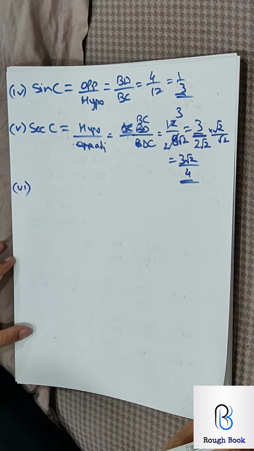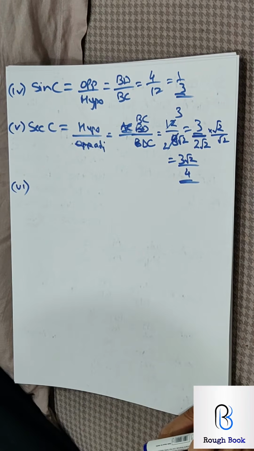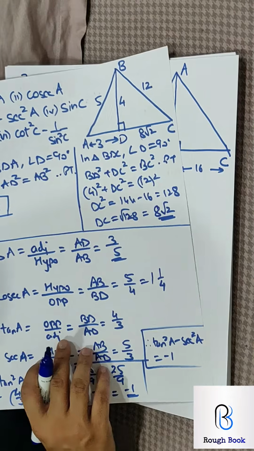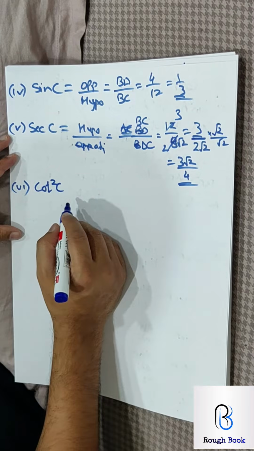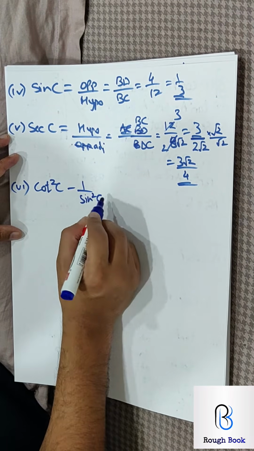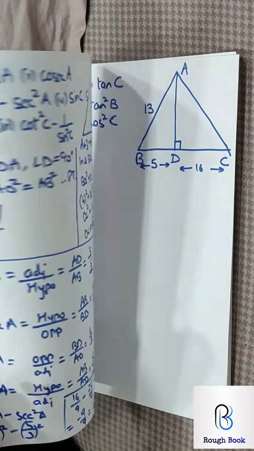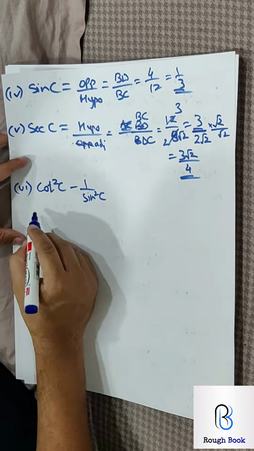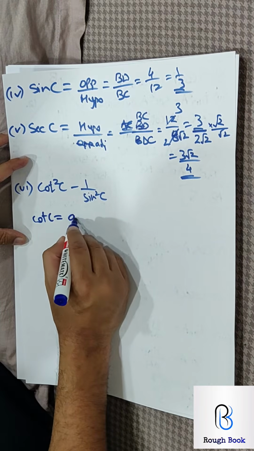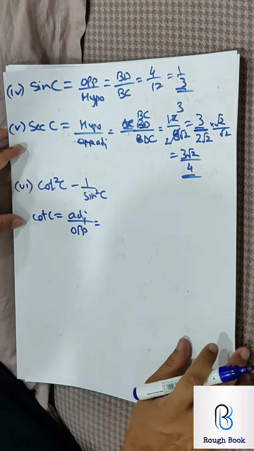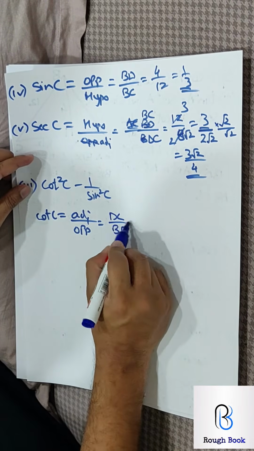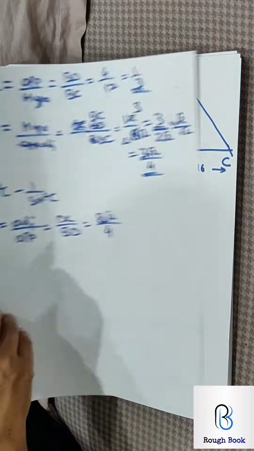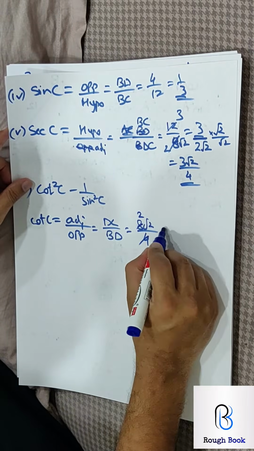This flipping now is confusing me. So the last part says sin square C. No, last part is cot square C minus 1 upon sin square C. So I have found sin C already, but I have not found cot C. So we first find cot C. Cot is adjacent upon opposite. So for C the adjacent is DC, opposite is BD. So DC upon BD. DC is 8 root 2 and BD is 4, correct? So I will get 2 root 2.